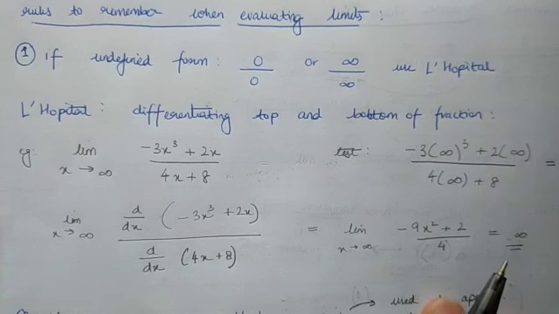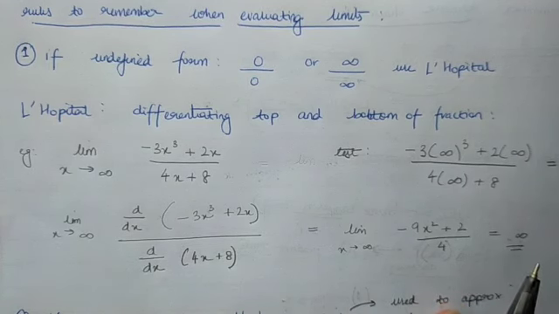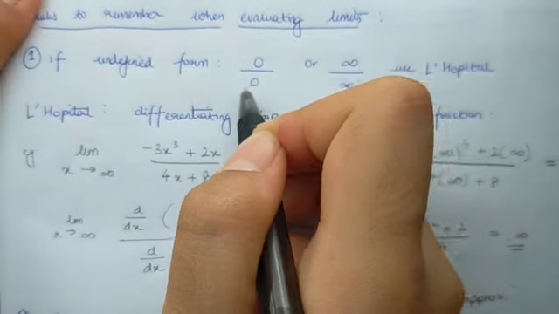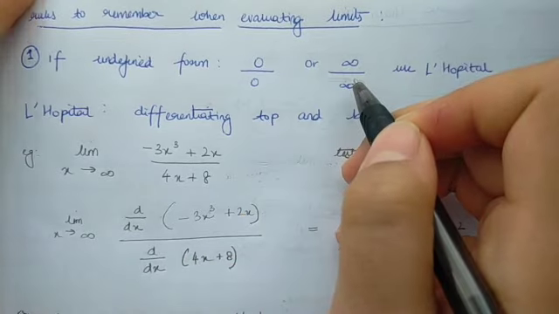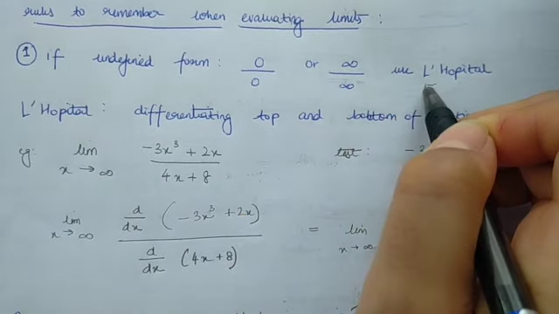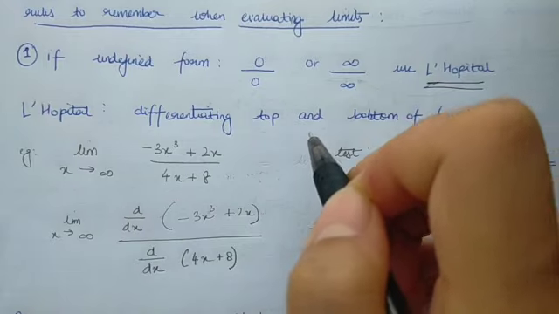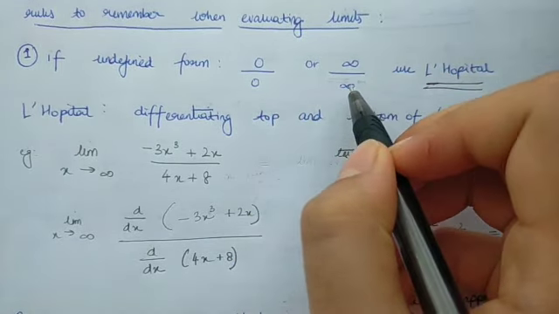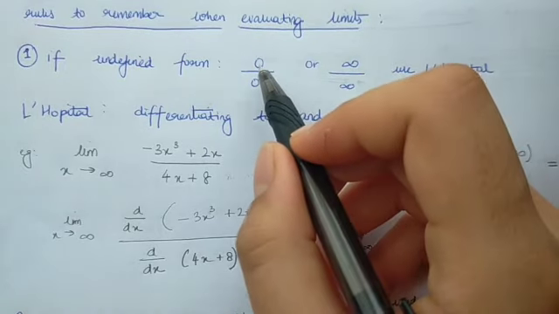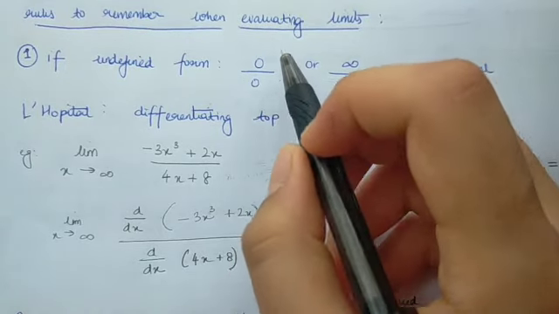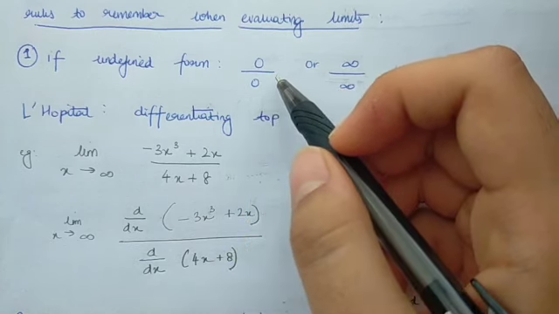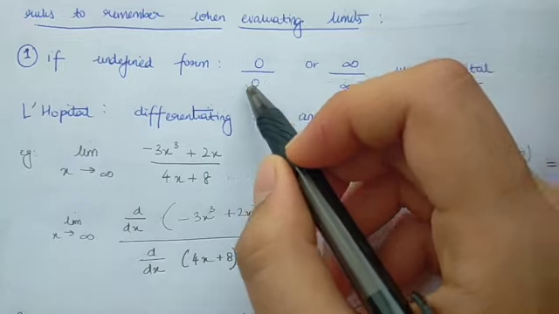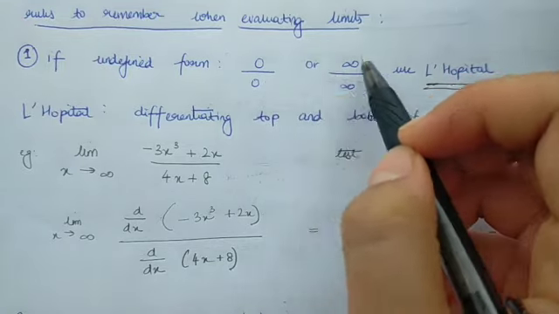Now, there are a few rules to remember when evaluating limits. If you have a limit that tends to the form of 0 over 0 or infinity over infinity, we use something called the L'Hopital rule. Now, this is an undefined form because we don't know which 0 is bigger than the other 0. We don't know whether this 0 approaches faster than this 0. So this is an undefined form.